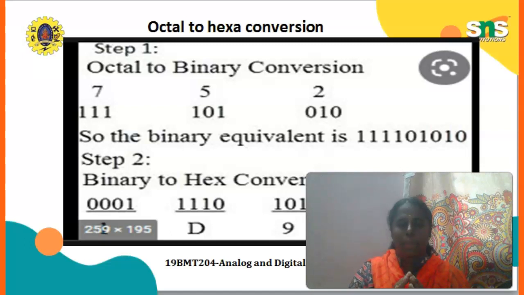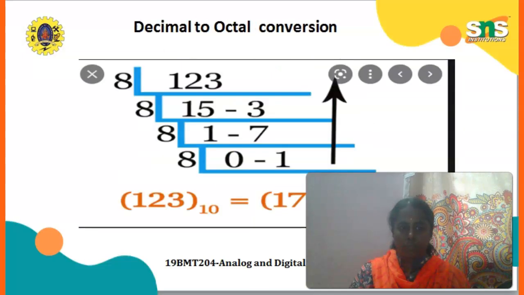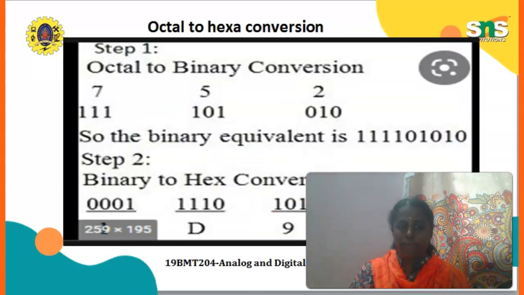We have seen three conversions: decimal to binary, binary to decimal, decimal to octal, and then octal to hexadecimal. So let us see more conversions in the next class.